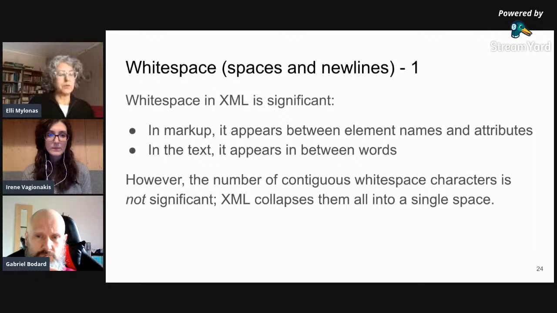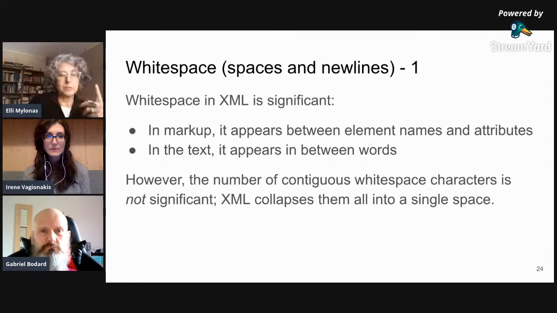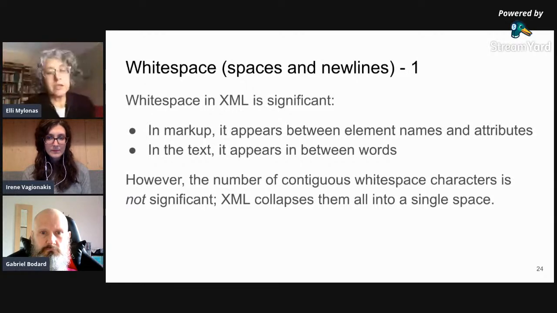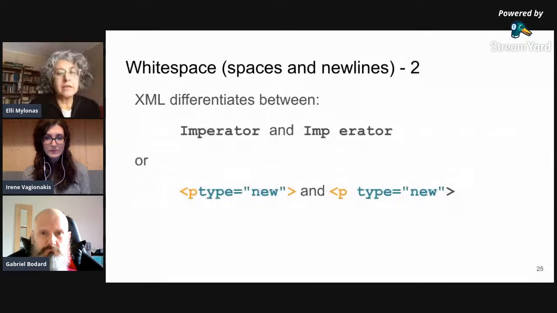In markup, it appears between the element name and the attribute name, for example, or between multiple attributes. In the text, you need white space to separate words. So in those cases, white space matters in XML, but the number of white spaces in a row is not significant. You can have one space or three spaces in a row. They will all count as one, they will appear as one, and they will be treated as one. For example, if in your text you had the word "imperator" with all the letters in a row, and "imp erator" with a space between the P and the E, the first will be treated as a single string, and the second will be treated as two strings or two words, which is what you might expect because there's a space between the imp and the erator.